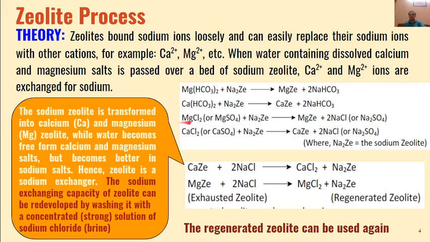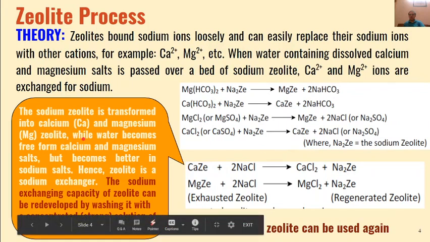Similarly, if we have calcium chloride or calcium sulfate, then the sodium will be replaced by calcium. We will get calcium zeolite, and sodium chloride or sodium sulfate will be formed, depending on whether the dissolved salt is calcium chloride or calcium sulfate. So this is how the temporary or permanent hardness is replaced by the sodium zeolite.